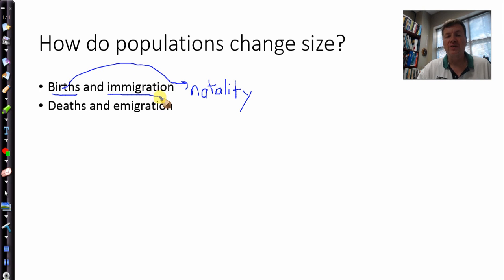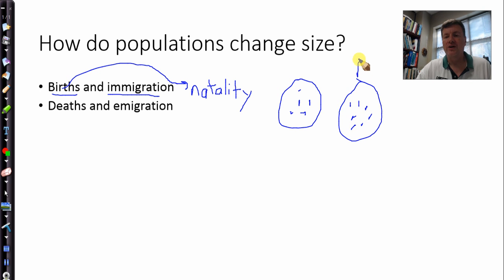They can also get bigger by immigration. If you have a group of individuals here and a group of individuals here, and I'll draw some individuals real quick, and over here you have some as well. If individuals, and we'll call it population B, immigrate this direction, then this population is getting bigger by immigration with an I.